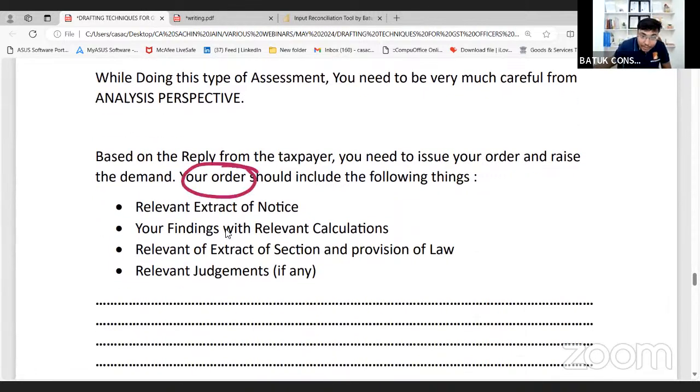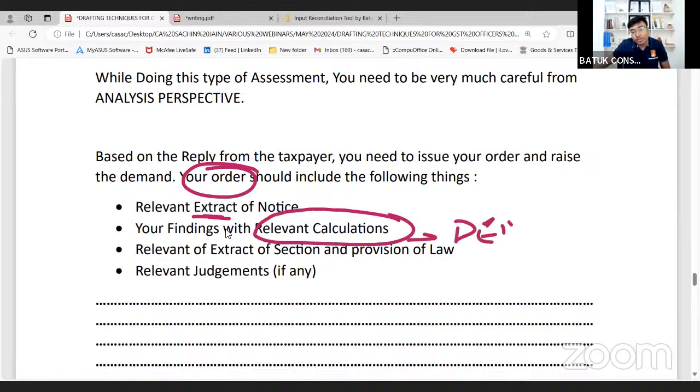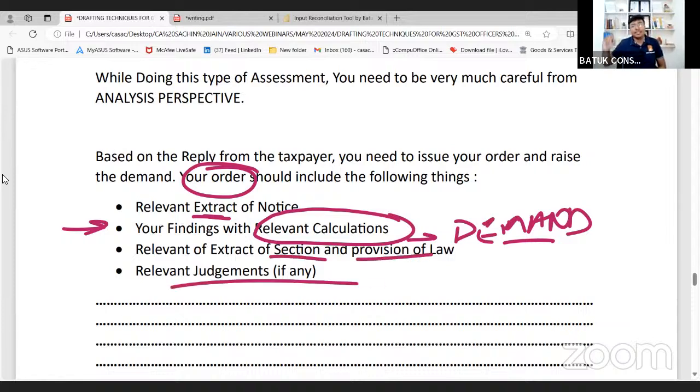When you issue the order, in that case the relevant extract of the notice should be part of your order. Then after, you have to provide the relevant calculations regarding your demand. Your calculations should always be on account of your demand. Suppose you have raised a demand on valuation, or a demand on wrong determination of place of supply, or you have raised one demand on account of time of supply, in that case the complete calculation of that should be part of your order, relevant section and provision and the judgment.